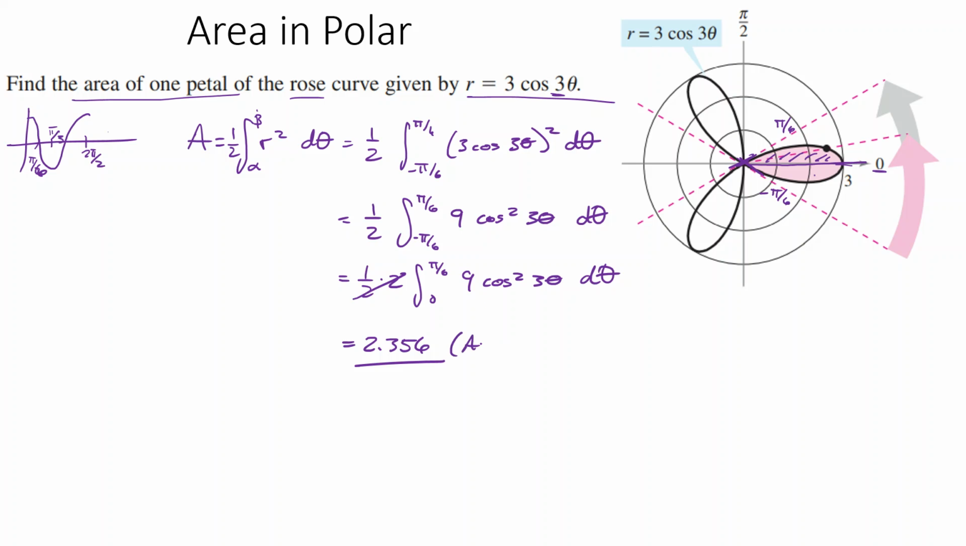So this is the area of one petal. If we wanted the area of all 3 petals, or the area enclosed by the curve, we would say it's just 3 times that. We might want to keep more decimal places if you're doing times 3 and that sort of stuff, but that's again, that's all we're doing.